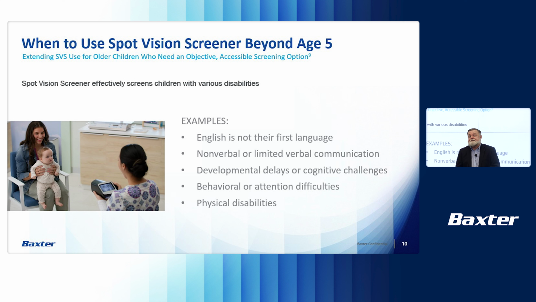While visual acuity testing is the standard once children reach school age, there are many situations where the Spot Vision Screener remains the better choice beyond age 5. For example, if English isn't the child's first language, the Spot Vision Screener helps avoid language barriers that can affect chart-based results. It's also ideal for children who are nonverbal or have limited verbal skills, as it doesn't require a spoken response. For those with developmental delays, cognitive challenges, or attention and other behavioral difficulties, the quick and engaging nature of the Spot Vision Screener can help improve completion rates and accuracy.